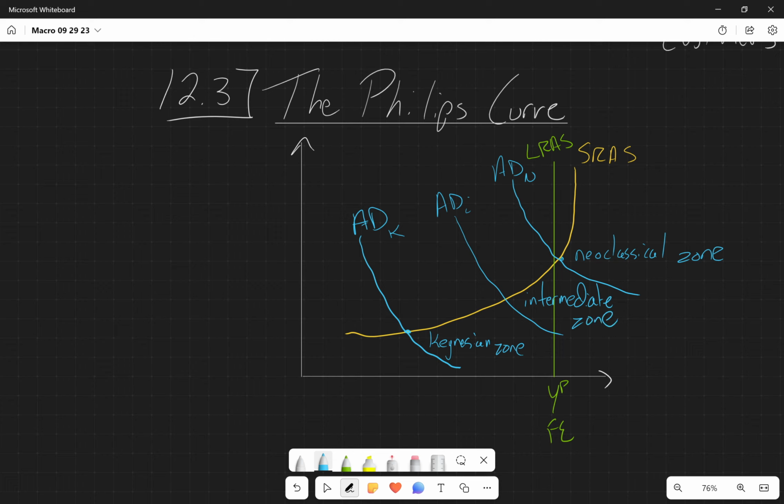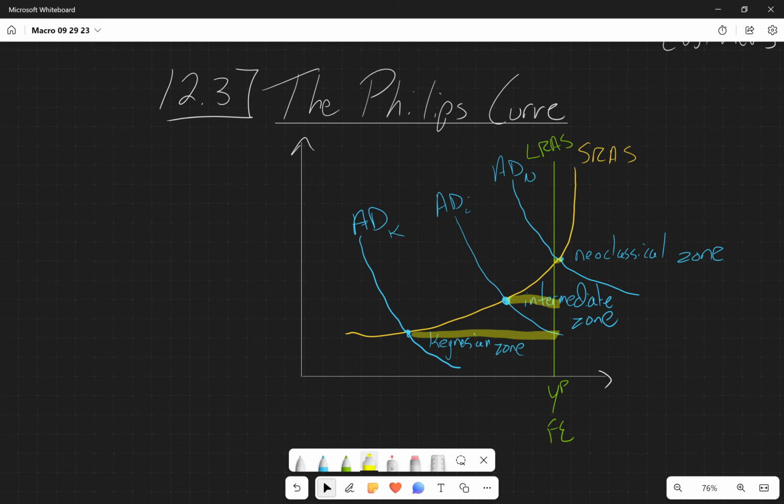And so the reason for these different zones has to do with where these equilibria are in relation to that full employment number, right? That gap, that distance between them, which has to do with the unemployment, ends up being a big determinant of what kinds of policies we may want to implement.